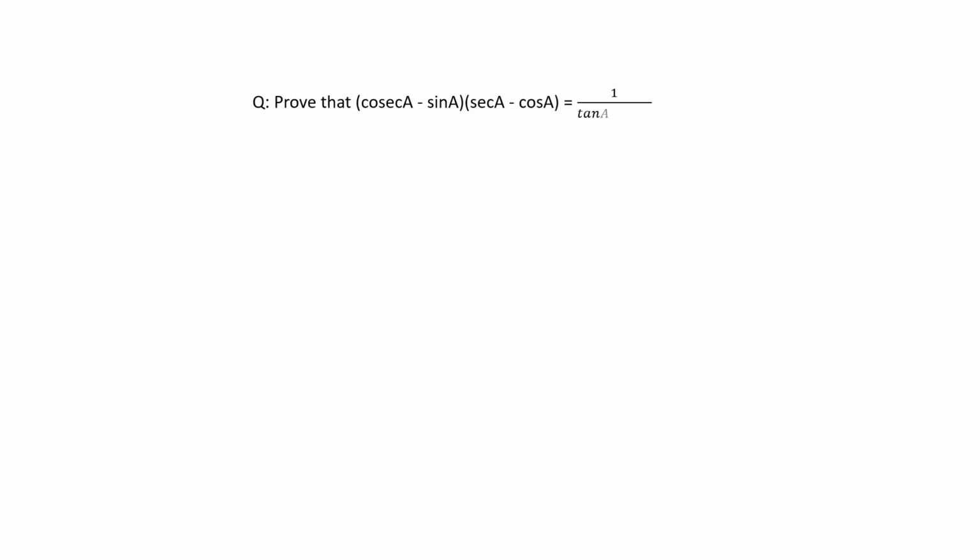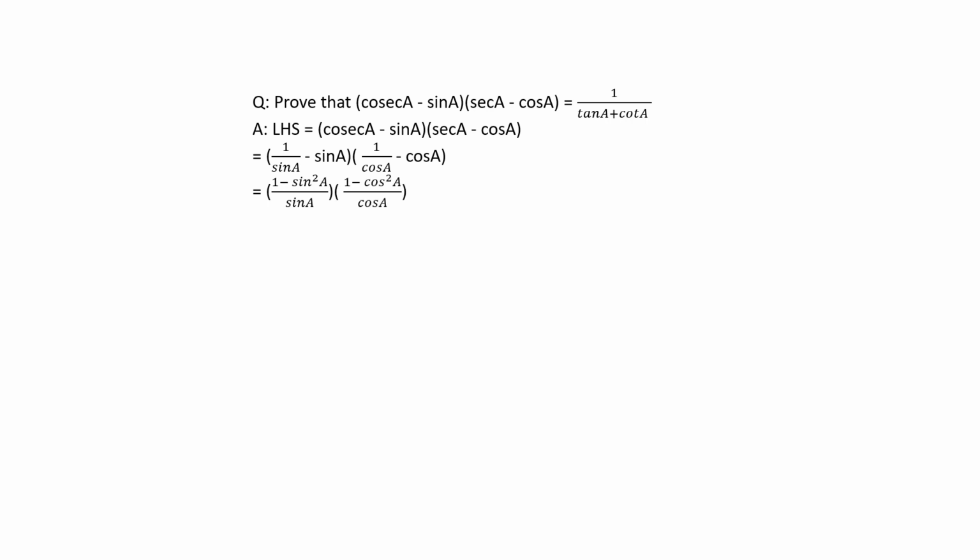Prove that cosec a minus sin a whole into sec a minus cos a equals 1 by tan a plus cot a. So the left hand side is cosec a minus sin a whole into sec a minus cos a, or cosec a can be written as 1 by sin a minus sin a whole into 1 by cos a minus cos a, which is nothing but 1 minus sin square a divided by sin a whole into 1 minus cos square a by cos a.